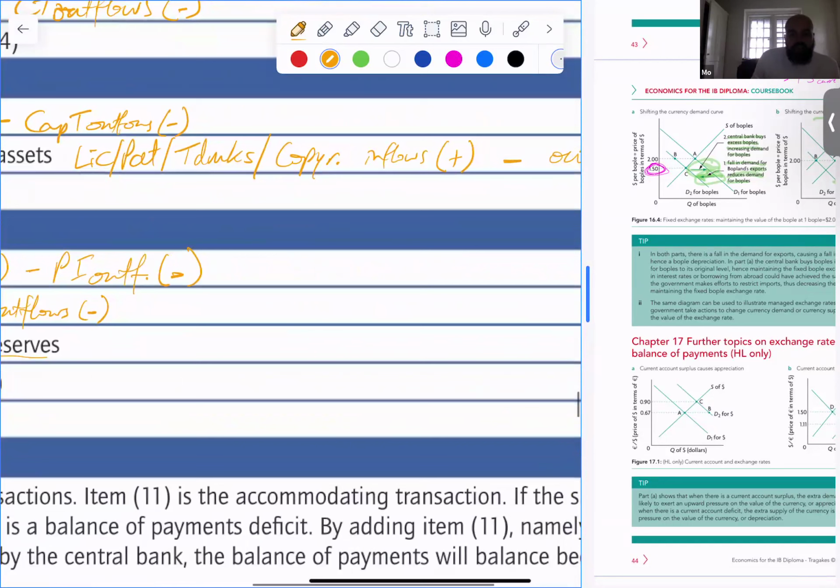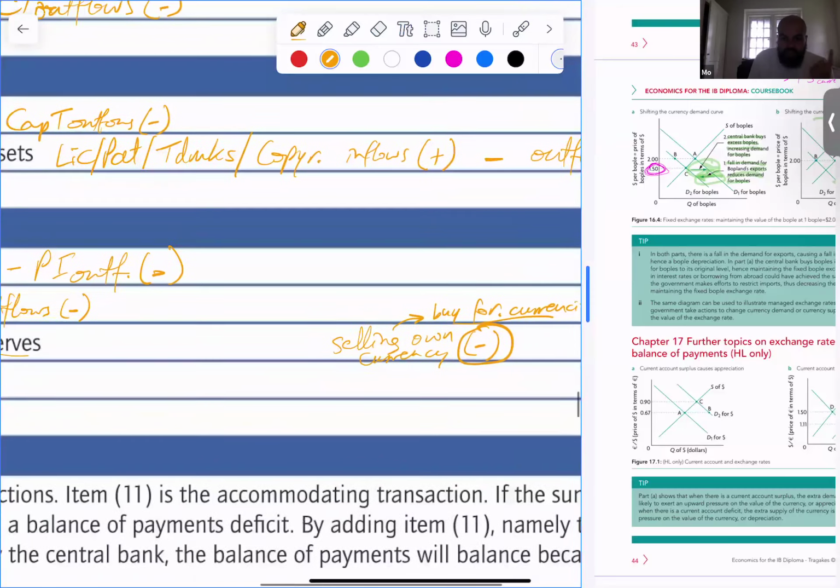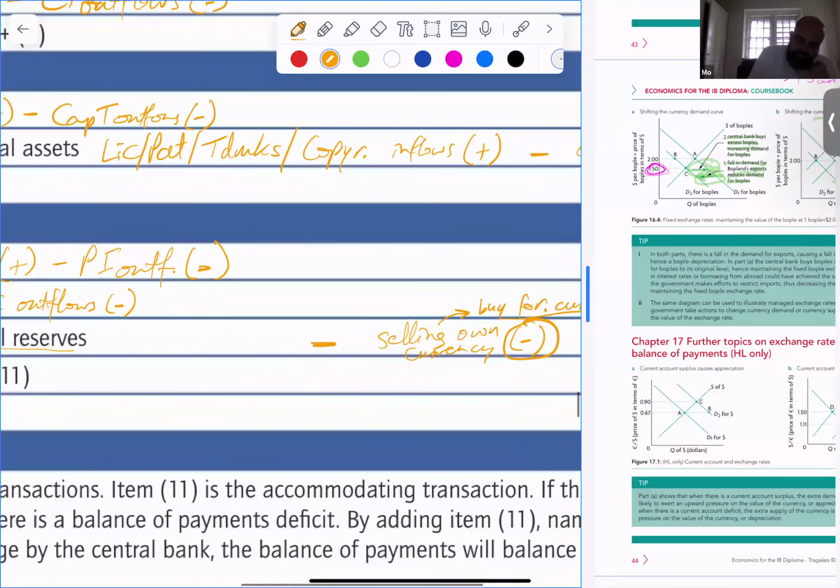When the government increases its foreign reserves, it does so by selling its own currency. So that's a debit. Selling your own currency is a debit. When you sell your own currency, you're buying foreign currencies. So remember, buying foreign currencies is a debit because you're selling your own currency. And buying your own currency is the credit, because what you're doing is selling foreign currencies.